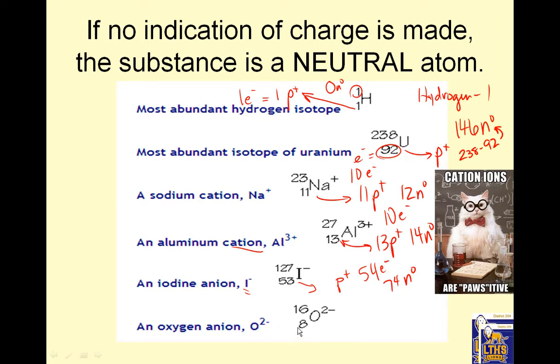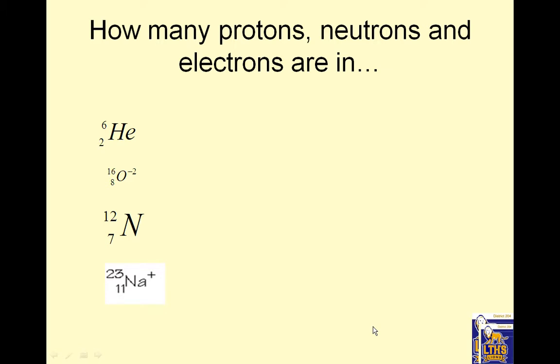An oxygen ion, 8 protons. Why? Atomic number is protons. 8 neutrons. Why? 16 minus 8 is 8. 10 electrons. Why? It's got a negative 2 charge, so it's got 2 more electrons than it does protons. All right, let's keep on keeping on.